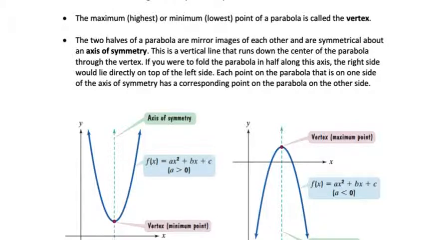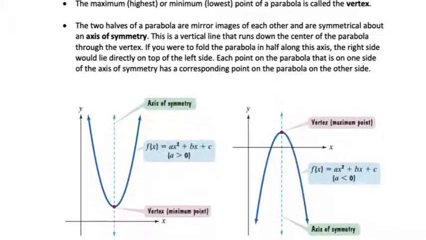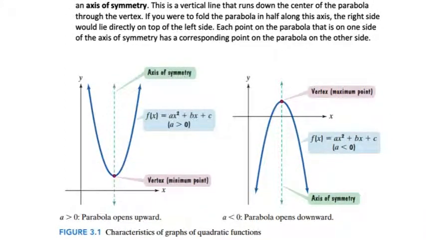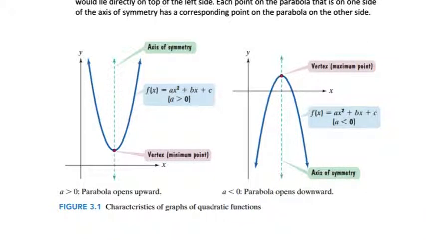Parabolas always have either a maximum point or a minimum point, and this is called the vertex. If the parabola opens upward, then the vertex will be a minimum point or a low point on the graph, and if the parabola opens downward, then the vertex will be a maximum point. A parabola also has a line of symmetry called the axis of symmetry. It's symmetric around the axis of symmetry, and the axis of symmetry is a vertical line that goes through the vertex of the parabola. And this picture is in your textbook. This is a nice summary of all of that information.